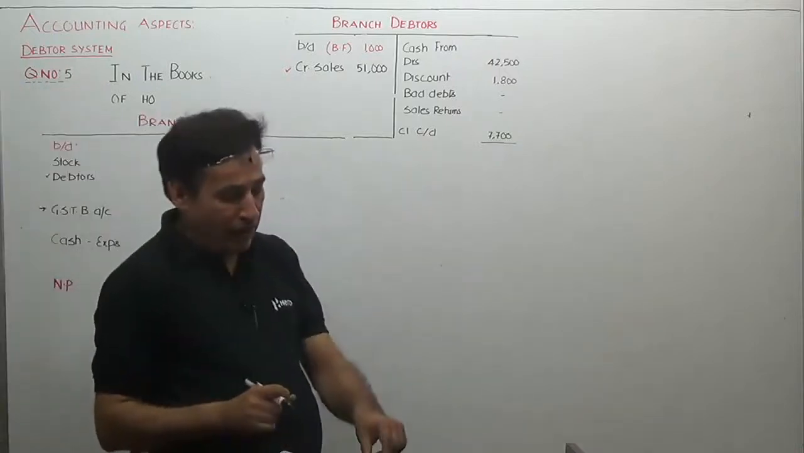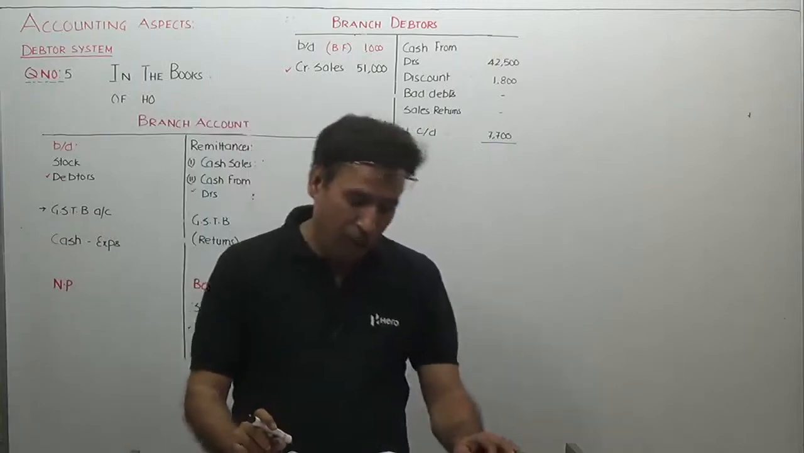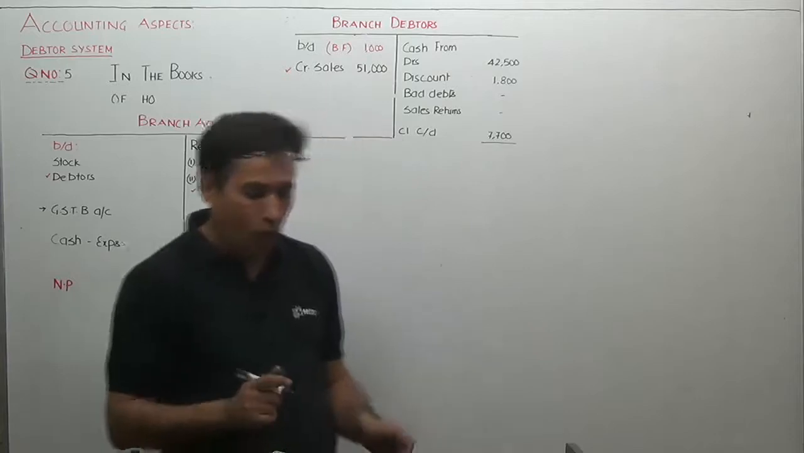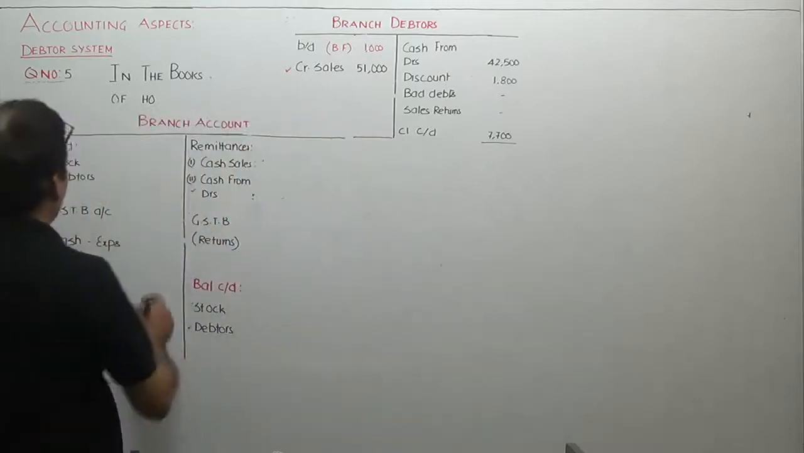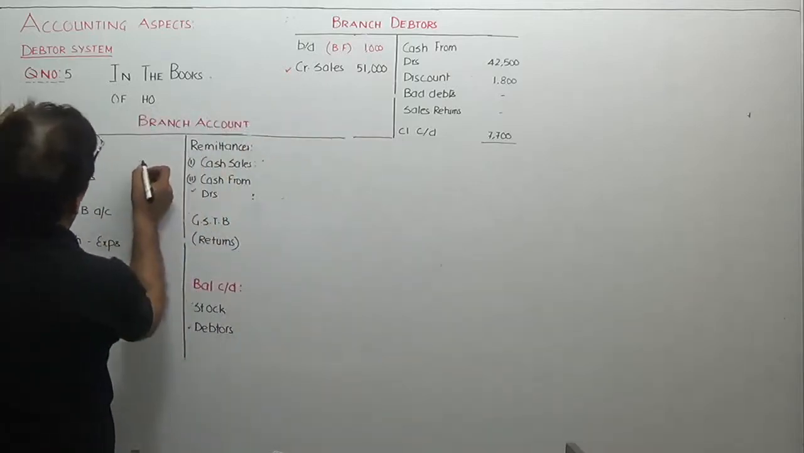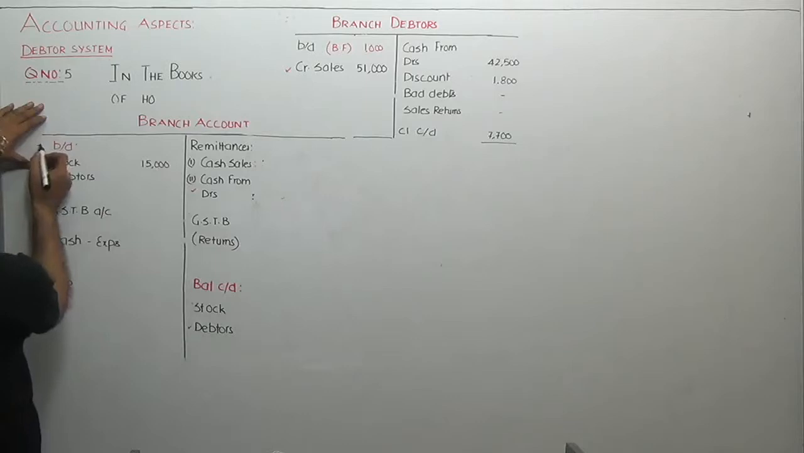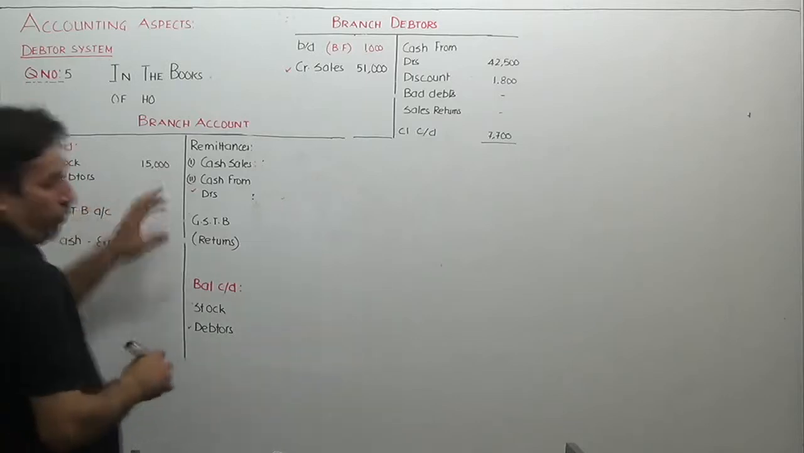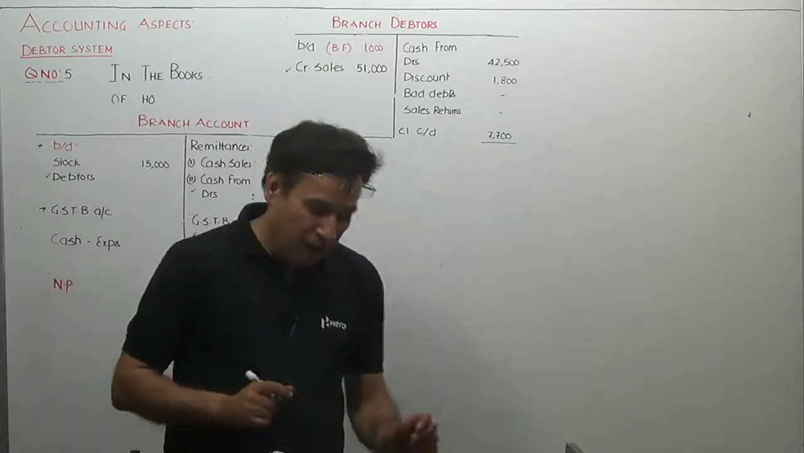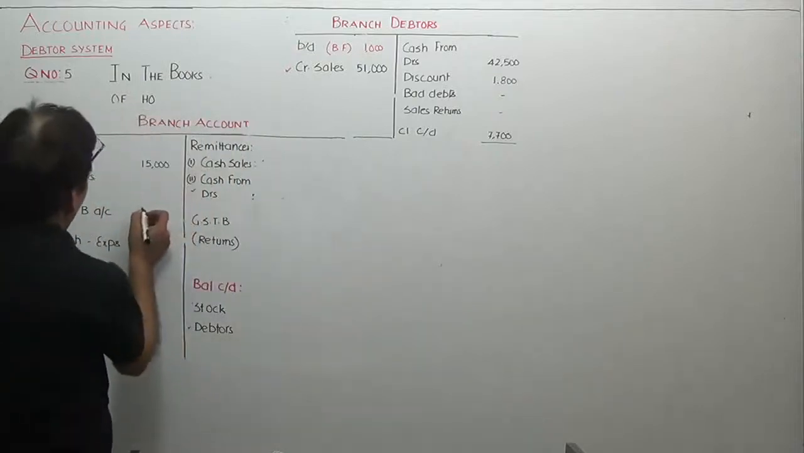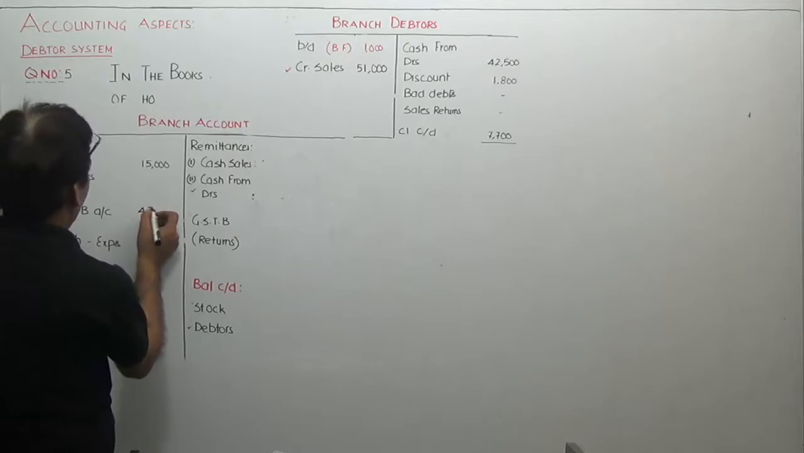In question number 5, it is given to you that from the following particulars, prepare a branch account showing the profit or loss from the branch. Now, opening stock is 15,000. In this question, opening stock is given as 15,000, so you are going to write it as part of opening balance. Then it is given to you goods sent to branch 45,000. So you will write here goods sent to branch 45,000.